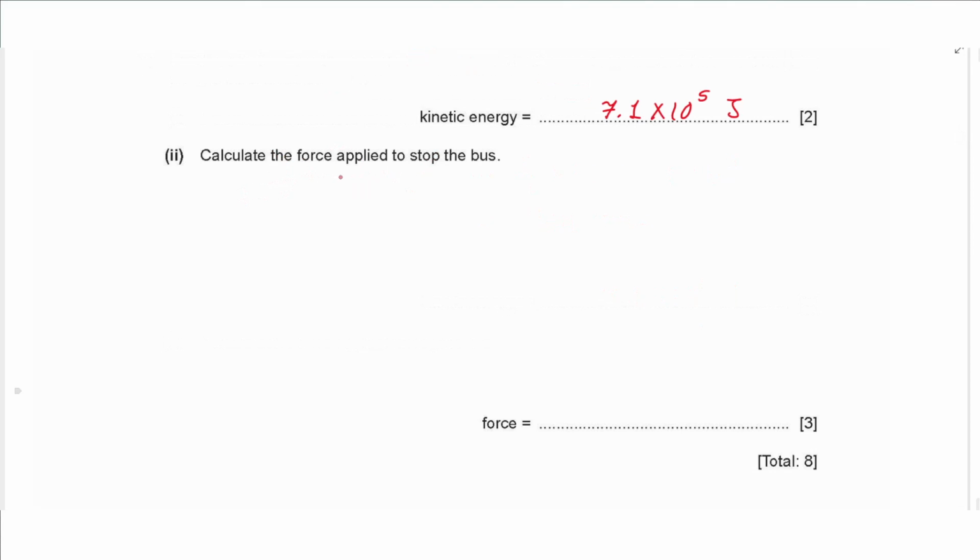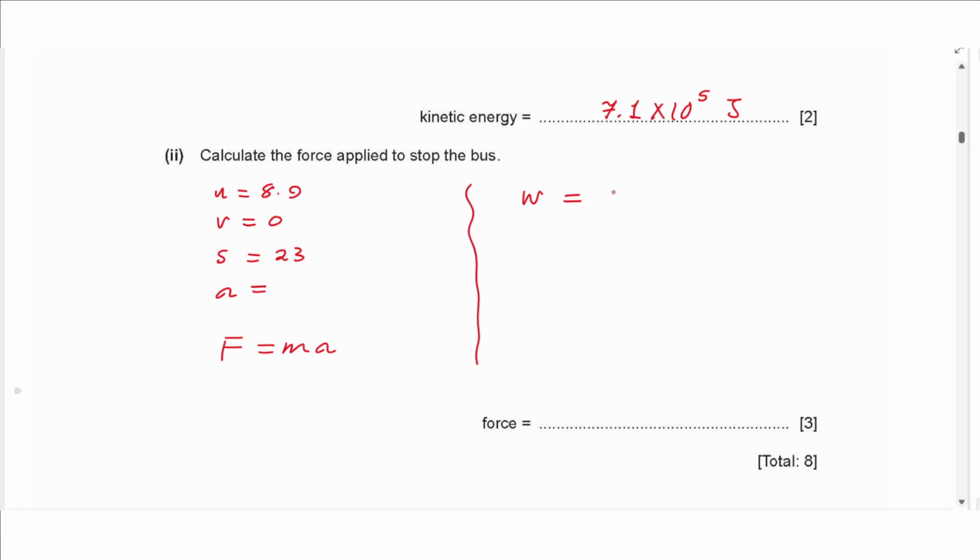Double I says calculate the force applied to stop the bus. Here we have two options. The first option is using kinematics and the equations of motion. So we have the initial velocity is 8.9, the final velocity is 0, and the distance traveled was 23. We can get the acceleration and then use force equal mass times acceleration. Or the shorter way, we can say that the work done against the resistive force is equal to the change in kinetic energy of the bus. So force times distance is equal to the change in kinetic energy.